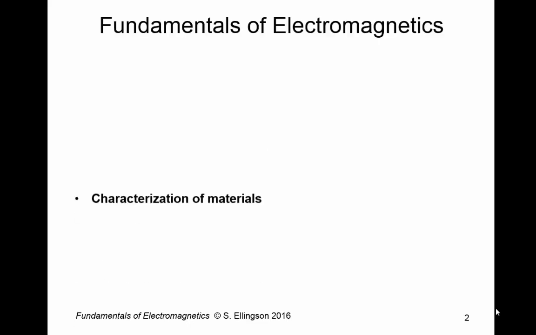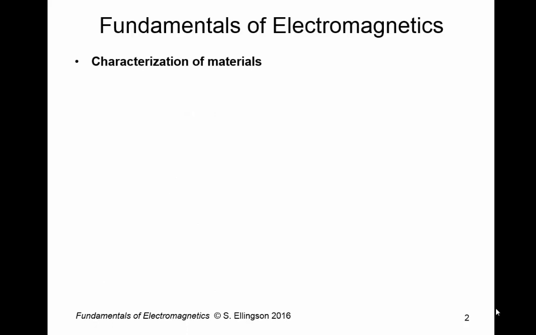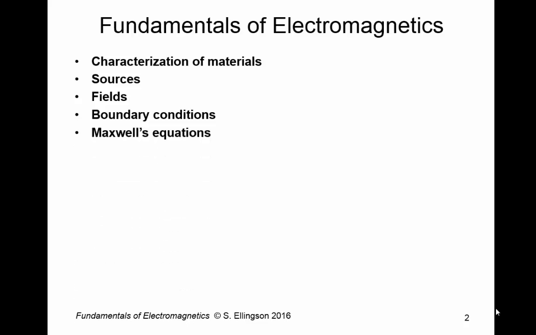First, a list of topics. First thing I'll talk about is materials, and specifically how we characterize materials in electromagnetics. Talk about electromagnetic sources, primarily charges and currents. I'll talk about electromagnetic fields, in particular the electric and magnetic fields. I'll talk about boundary conditions. I'll talk about Maxwell's equations, of course. I'll talk about the creation of fields, the various ways in which we can cause electric and magnetic fields to come into being.